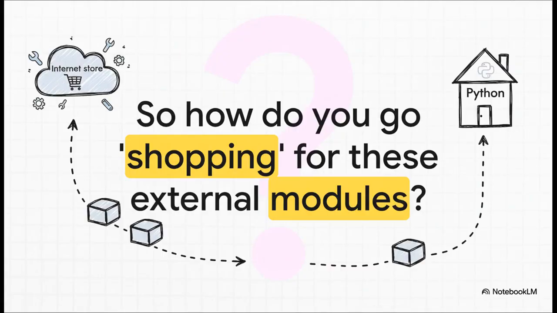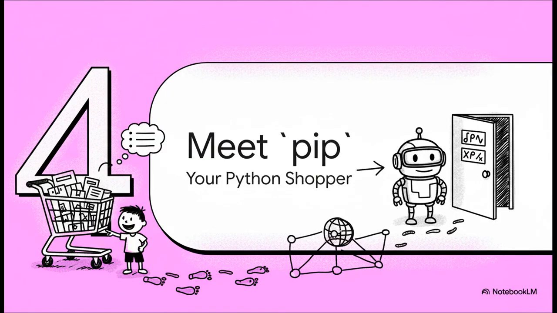Okay, so that leads us to a pretty obvious question, right? If you need to get these special tools from this internet store, how do you actually get them into your Python house? Well, the answer is a little three-letter word, pip. You can think of pip as your personal shopper for code. Seriously. You just give it a shopping list, and it zips out to the internet, finds exactly the right packages, and brings them right into your Python setup. It handles all the logistics for you.